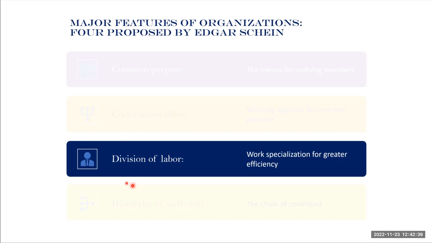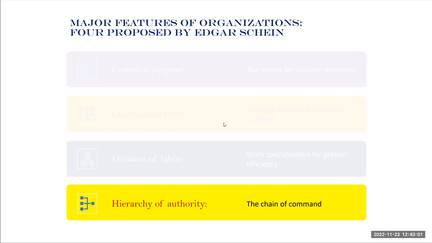Then there's division of labor, right? With division of labor, organizations can parcel out work to specialists, right, resulting in greater efficiency, right? And one way to describe organizations is to discuss the specific ways they choose to divide their labor, right? That would be another feature that'll help you to identify an organization.